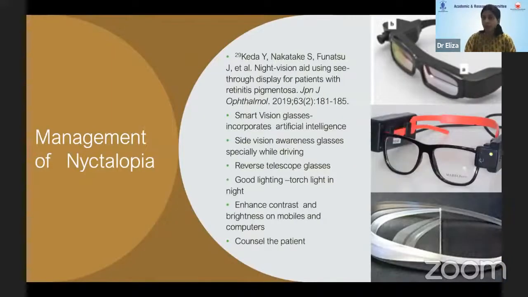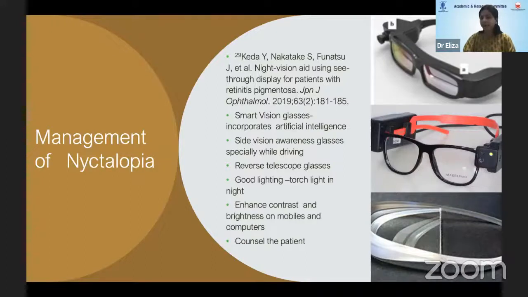Why nyctalopia was very important in taking this history is, first, to establish the diagnosis of the complete ocular pathology, and second, to give them a good lifestyle. So management of nyctalopia in uveitis is also very important. Here we have different night vision aids which can give them a better quality of vision, and right now a new innovation by Aravind is the smart vision glasses, which incorporates artificial intelligence.